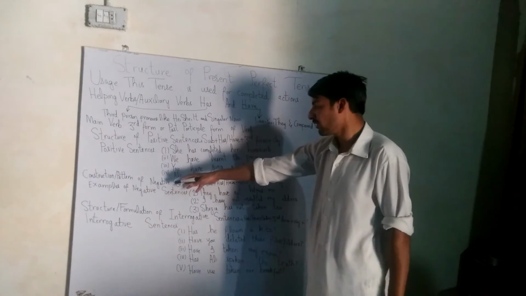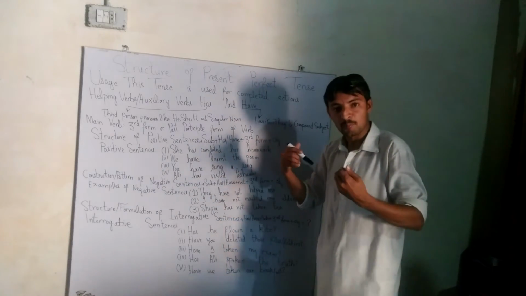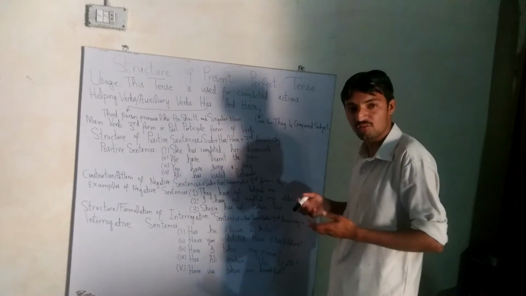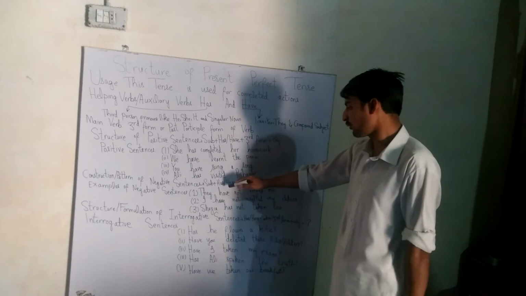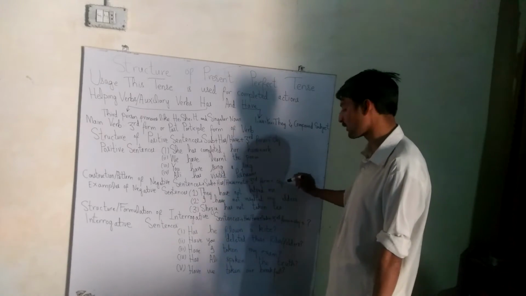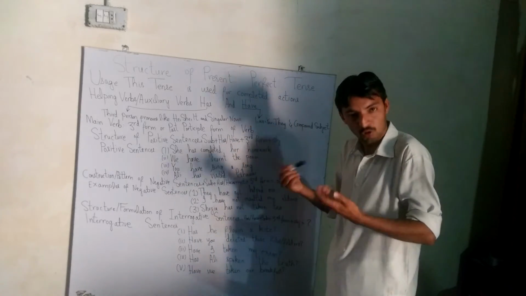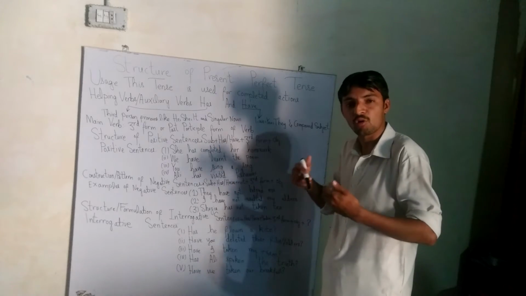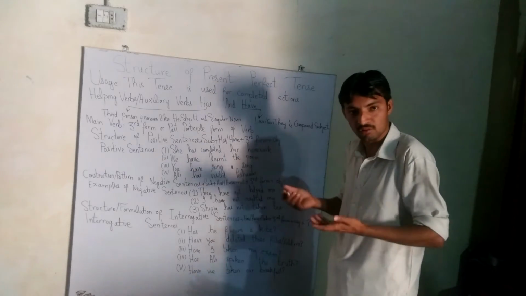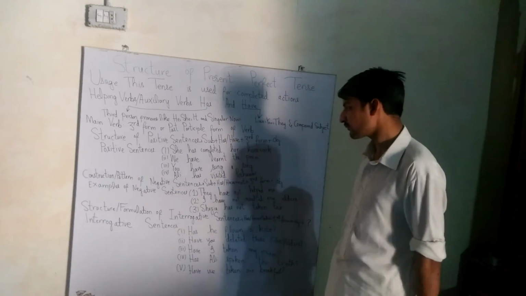Construction pattern of negative sentences. If you want to make a negative sentence of present perfect tense, you have to follow the structure: subject plus has or have plus not plus third form plus object. It means that we just add one extra word, that is not, because in negative sentences we always use the word not, and that's why it becomes a negative sentence.